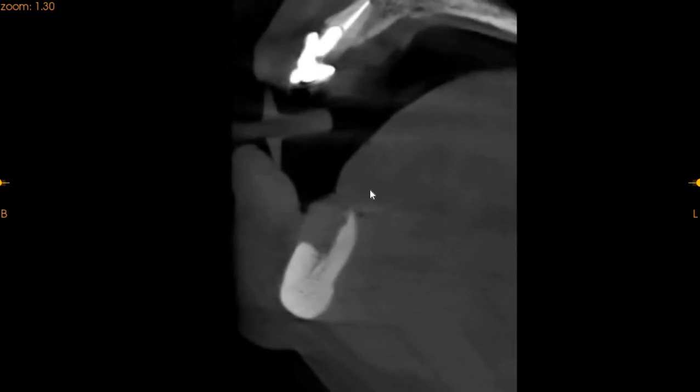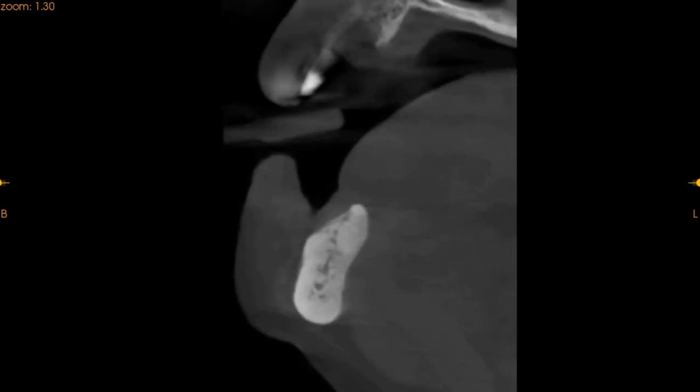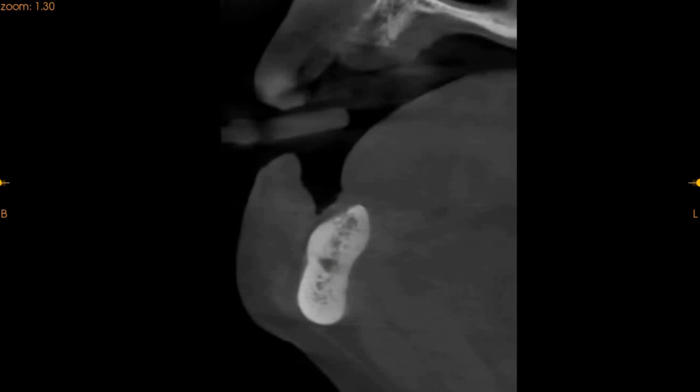Moving to the lower right quadrant, again, this is the lateral incisor region. We can see a bony defect. We've got a very big bony defect with absolutely no buccal cortical plate. Moving to the canine region, we've got sufficient bone in the canine region.